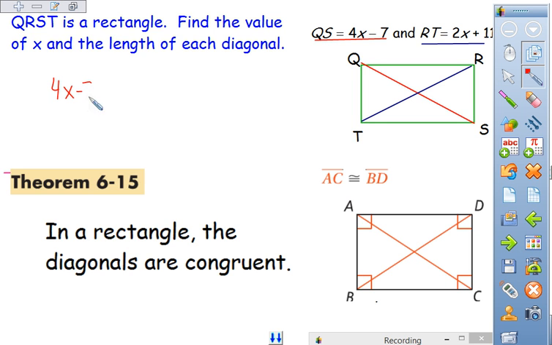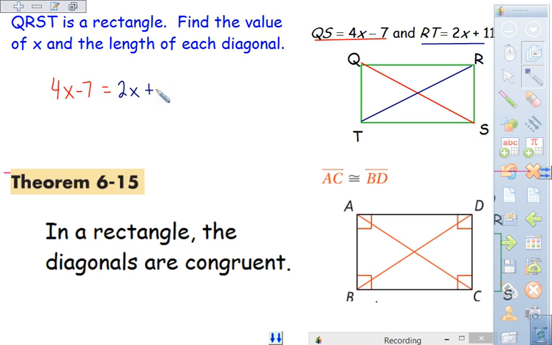So 4x minus 7 equals 2x plus 11. And now I'm going to solve. Get my letters together, subtract 2x, add 7, divide by 2. So I have found the value of x.